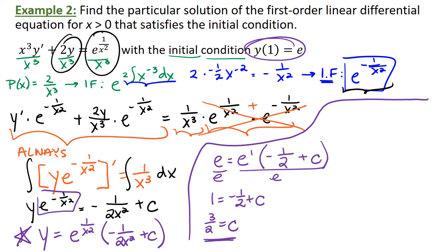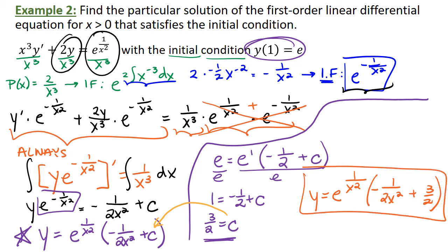Once I know that, I can go ahead and plug this back in here for c, and then I will be done. So my answer will be y equals e to the 1 over x squared times negative 1 over 2x squared plus 3/2. And that is the final answer. Wasn't that fun? Now we're moving on.